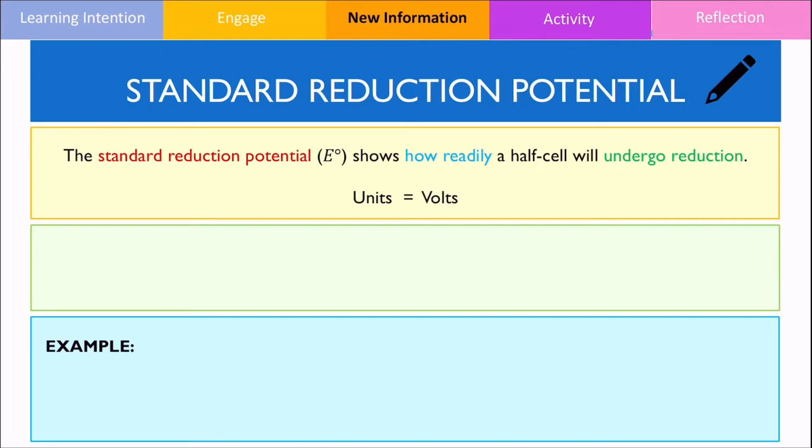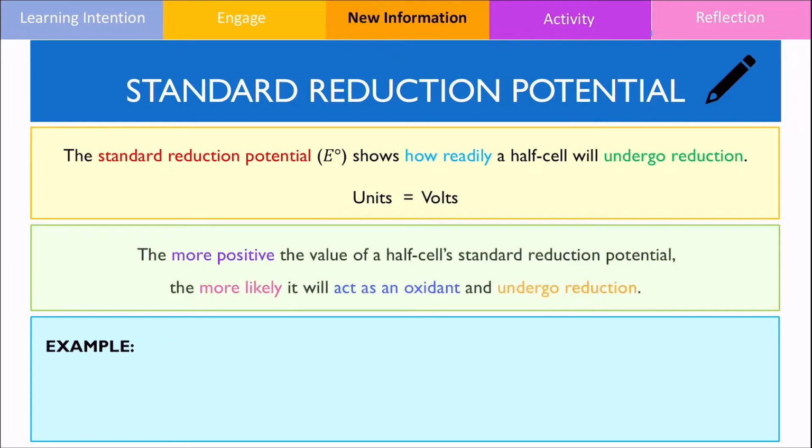The unit for the cell potential is measured in volts. If we know the cell potentials of multiple half cells, the half cell which has the larger positive value will most likely act as an oxidant and therefore undergo reduction. Let's look at an example down below so I can demonstrate what I mean by this.